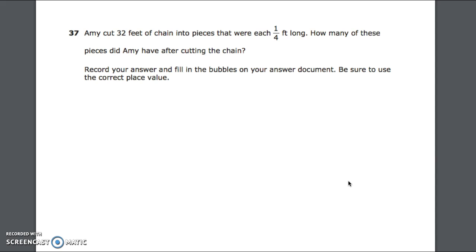Number 37. Amy cut 32 feet of chain into pieces that were each 1/4 foot long. How many of these pieces did Amy have after cutting the chain? Record your answer and fill in the bubbles on your answer document. Be sure to use the correct place value.